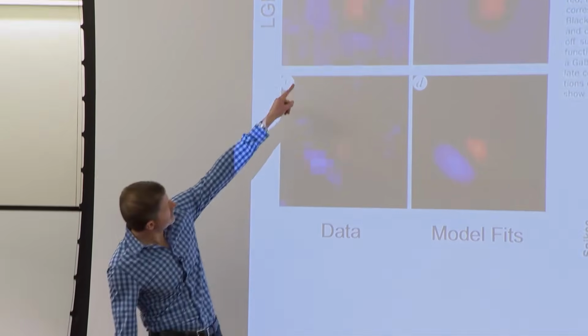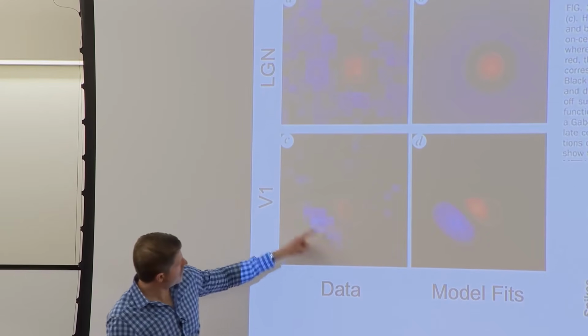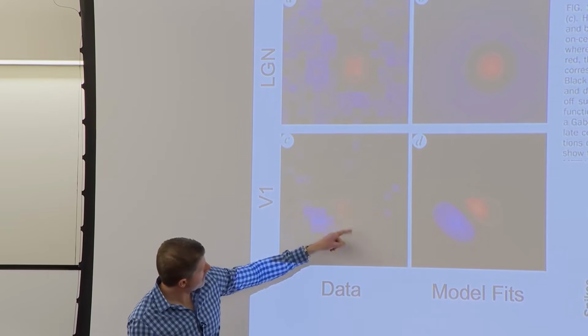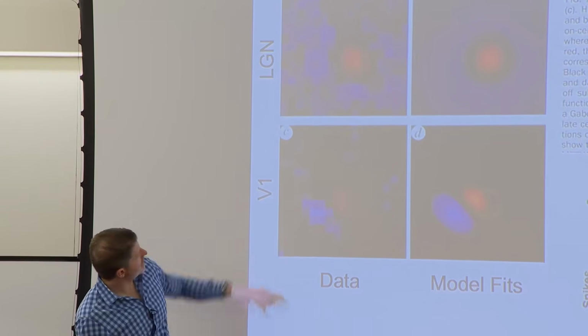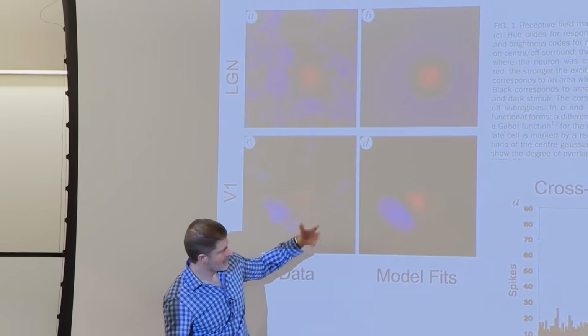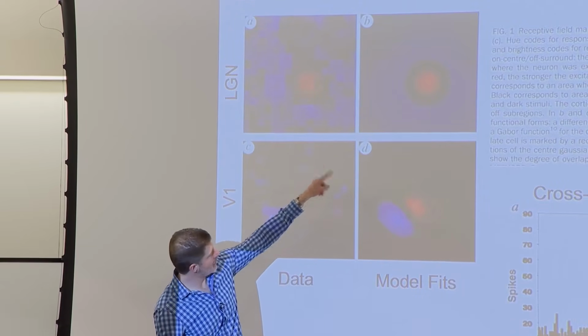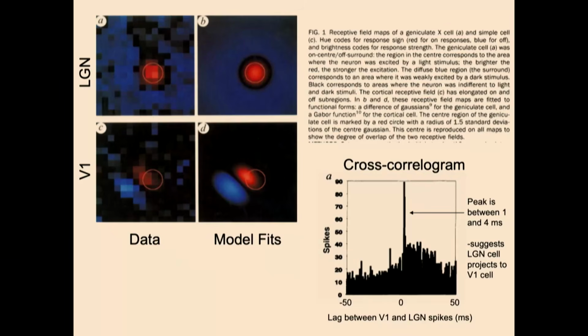So the LGN has a center surround receptive field. This is the V1 neuron, which is kind of oriented. So this is an odd receptive field. There's a lobe here and a lobe here. This is the actual measured spike-triggered average. And then for the purposes of the analysis, they would fit models. This would be a difference of Gaussians. This was like a Gabor function, which we'll talk about in a second.